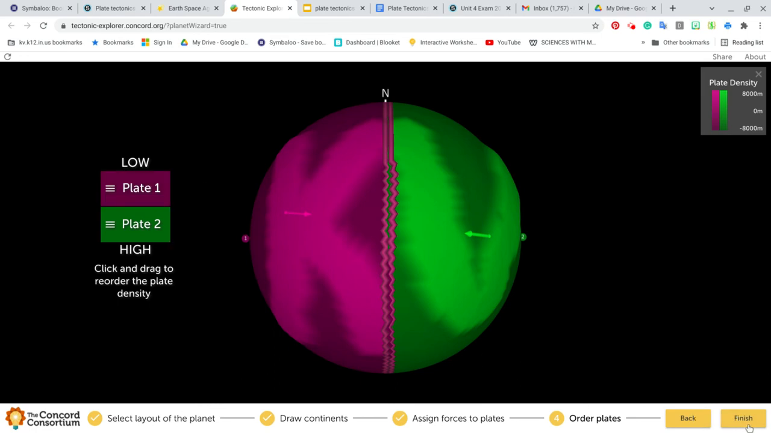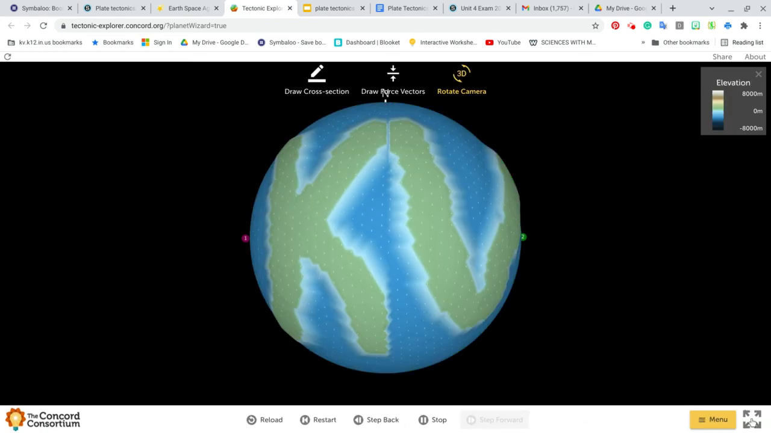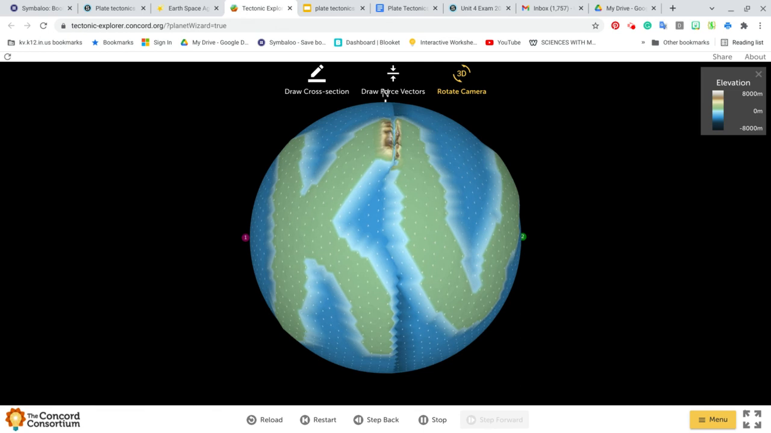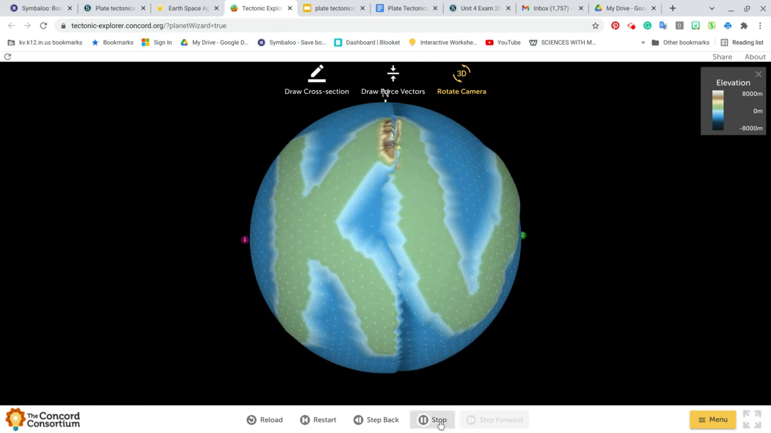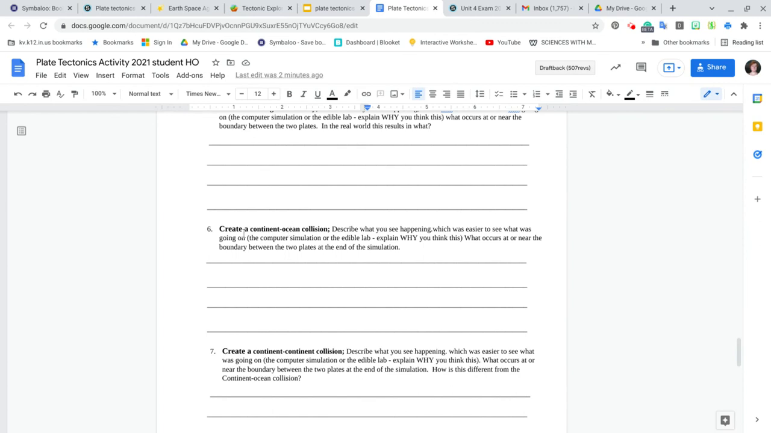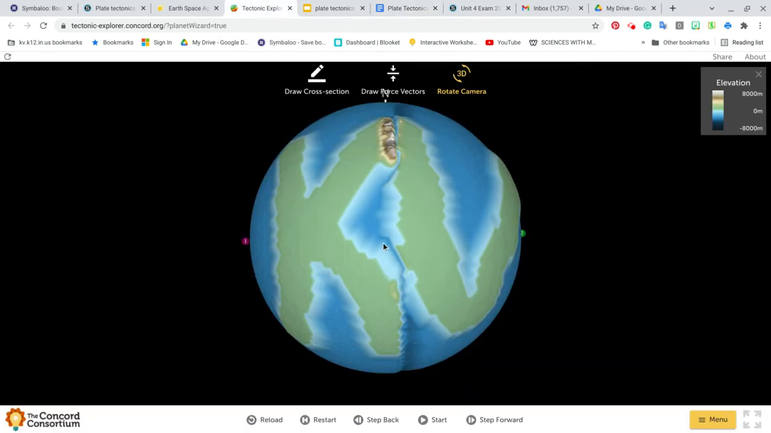We have plate 1 and plate 2. I'm leaving it the way it is. Finish. Let it go. Long enough that you see stuff happening. Because we can always make it start again, right? Come back. Continent versus ocean. Okay, so we need a part where it's an ocean. When we take our snapshot, we want to look at where the continent and the ocean happened. Okay, that would be down here. Right about there.